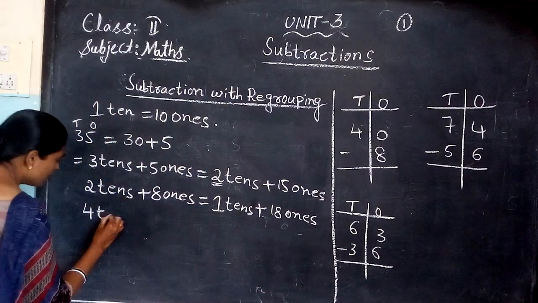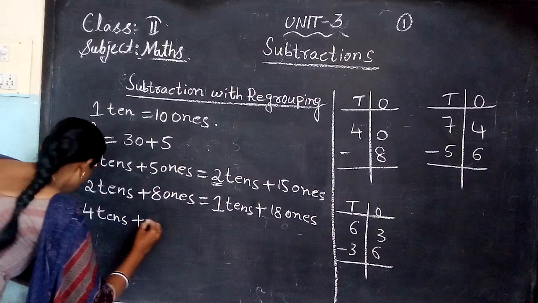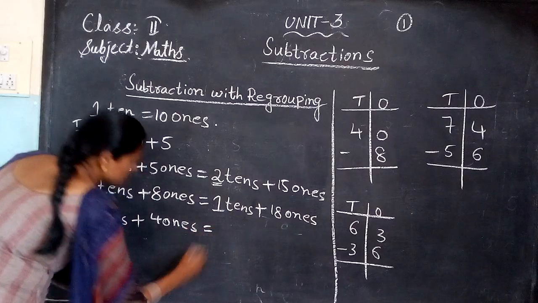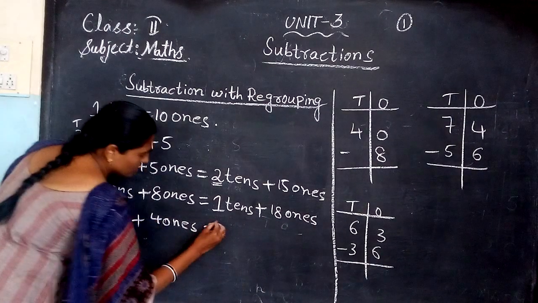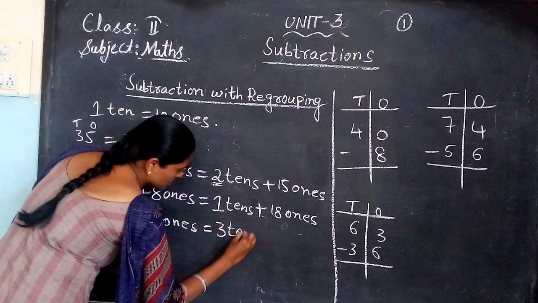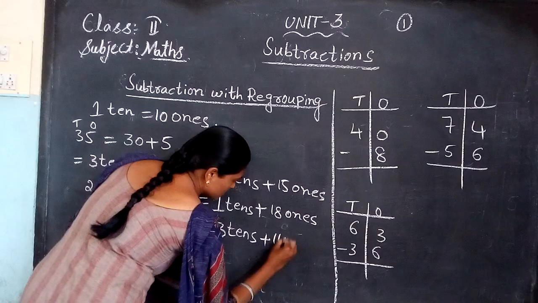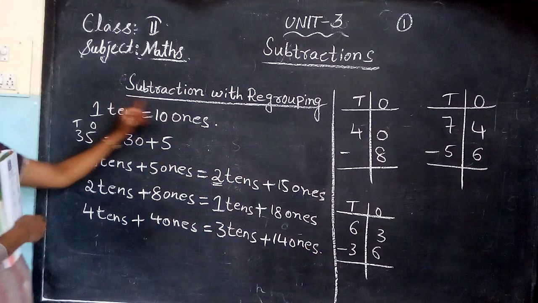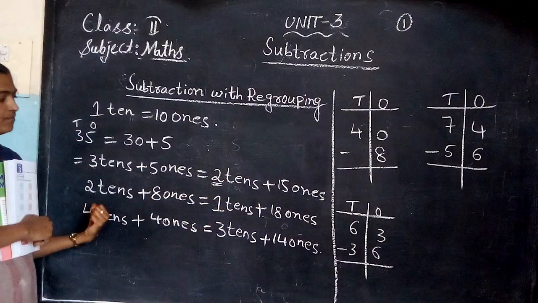Again one more example, 4 tens plus 4 ones. Yes, now you tell, here one number will be decreasing. Now what will come, 4 before number? 3 tens plus 14 ones. This is subtraction with regrouping. Here one number will be decreasing, that will become the before number.